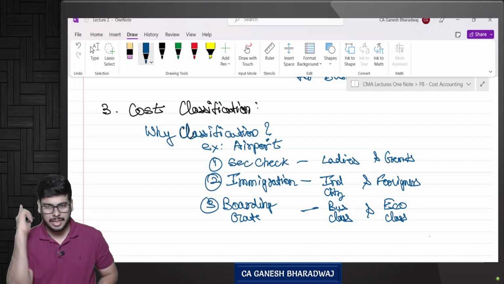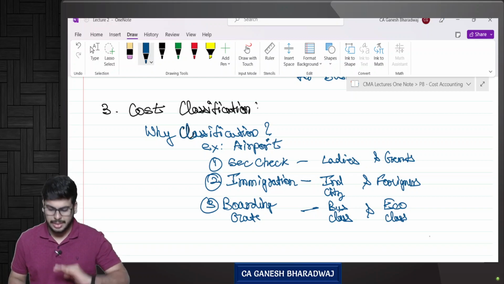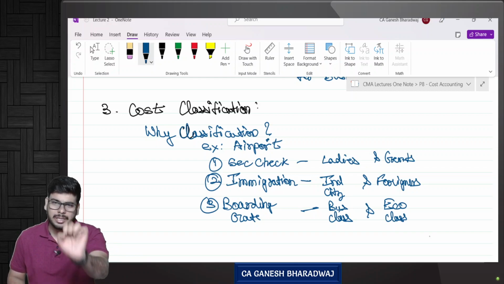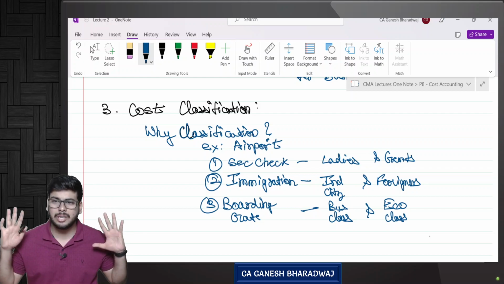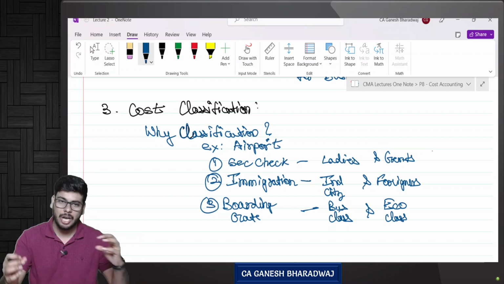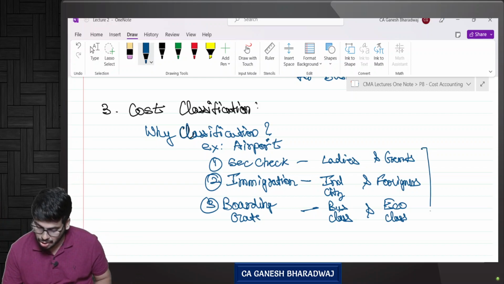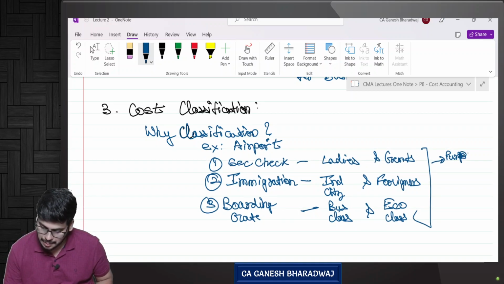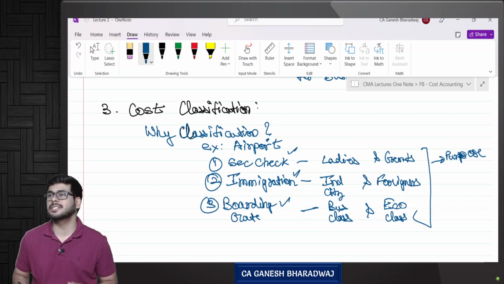Now, always remember, in all these three examples, in all these three cases, a human being is a human being throughout. Correct? Human beings are only getting classified, but they are getting classified as ladies and gents, or Indian citizens and foreigners, or business class and economy class, based on the purpose that is required to be achieved at each of these different areas.